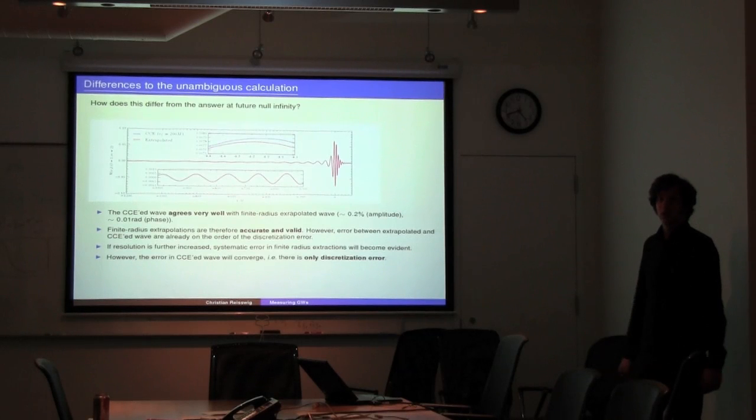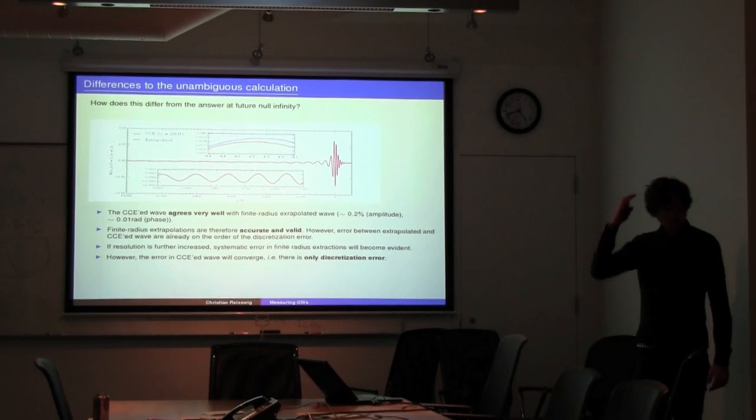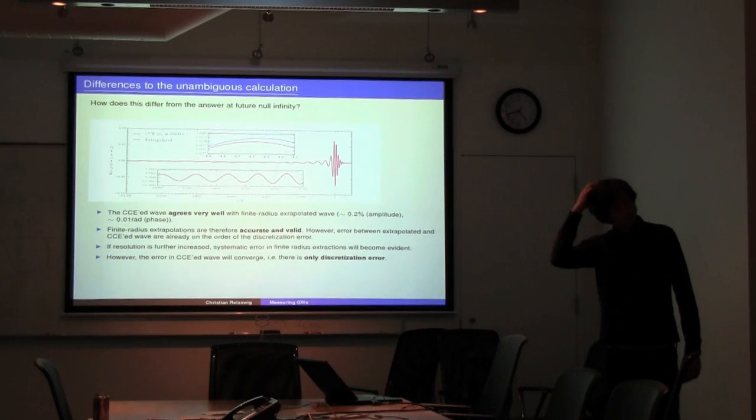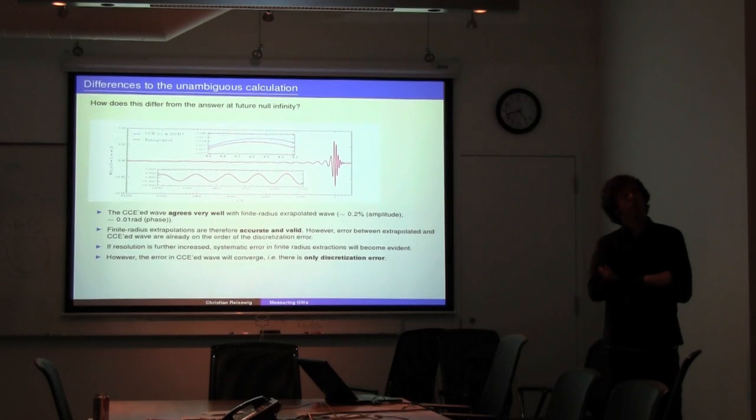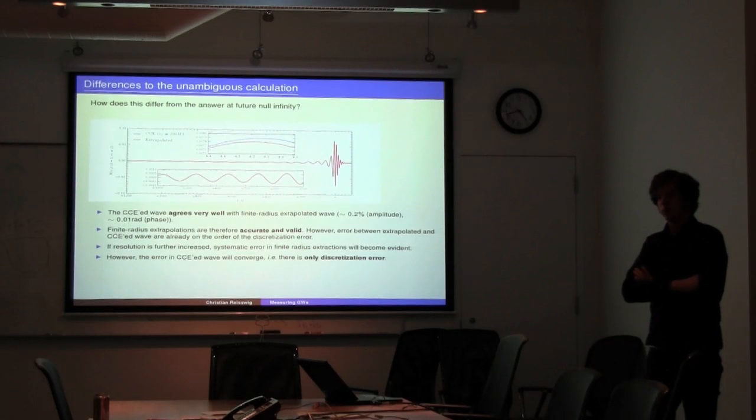So how many linear points did you need for that characteristic evolution? So here, for the high-res run, I took like 480 points and 60 angular points per patch. I see, so it's not that much. No.